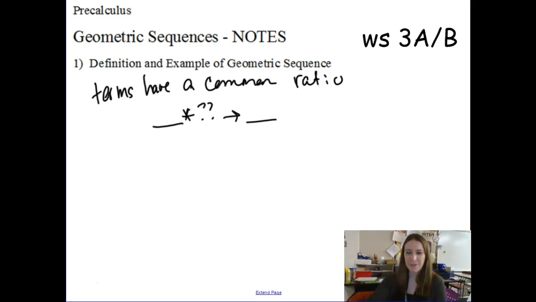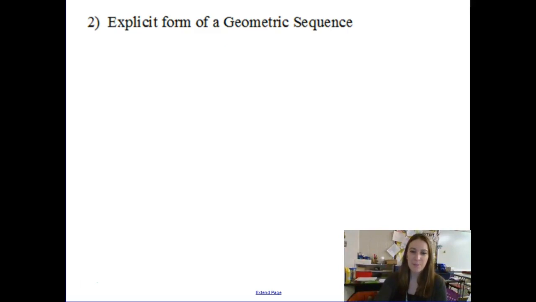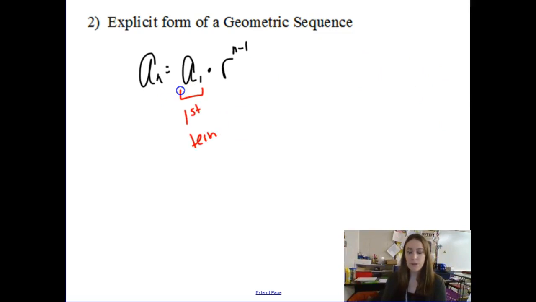So it's going to be pretty easy for us to come up with formulas for these. The explicit and recursive are pretty basic. So the explicit formula for a geometric sequence starts off a sub n for all sequences, and then we're going to use the formula a sub 1 times r to the n minus 1 power. So first term, of course, is a sub 1. And then r is this new common ratio thing.